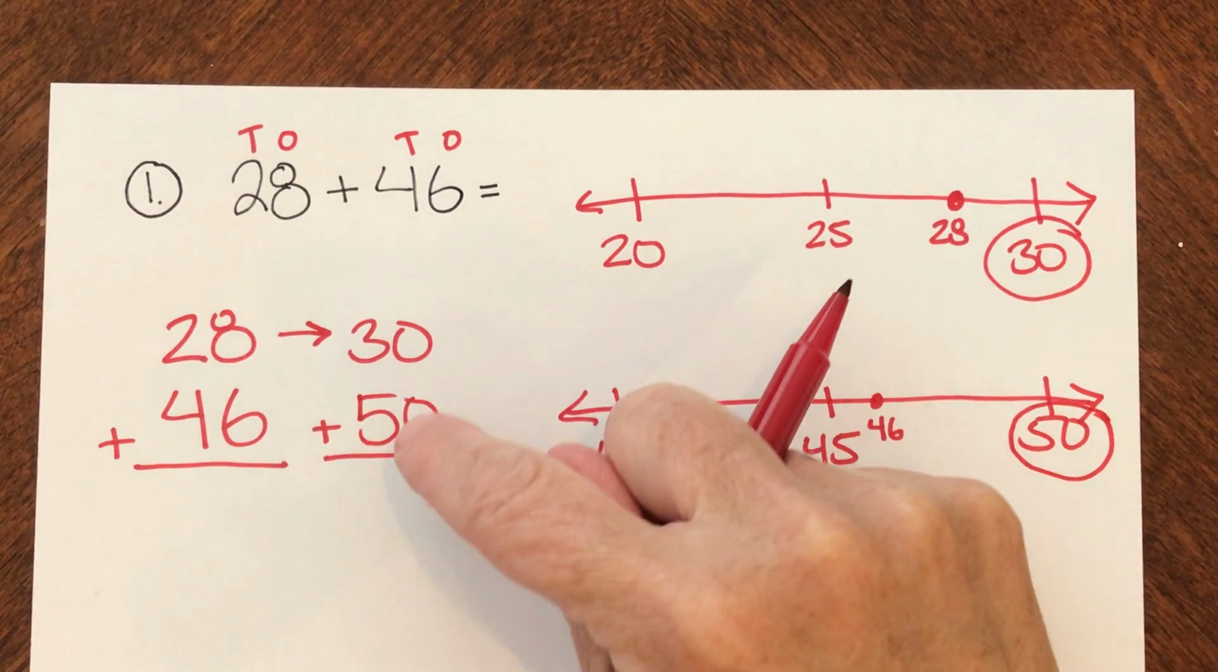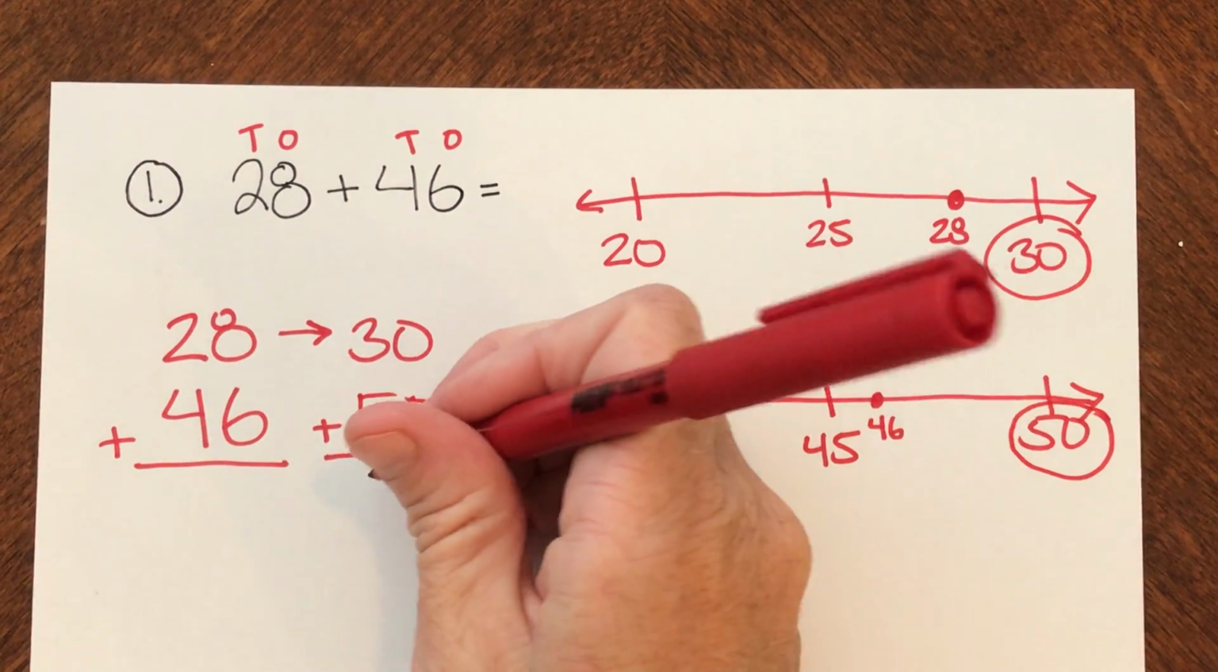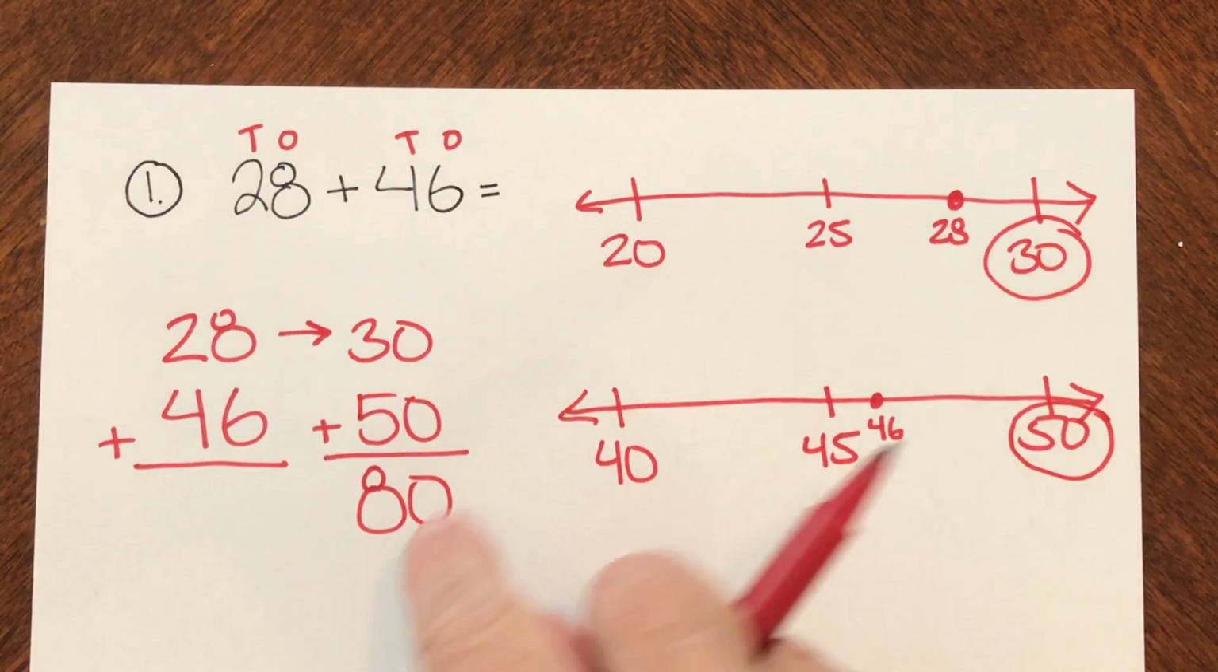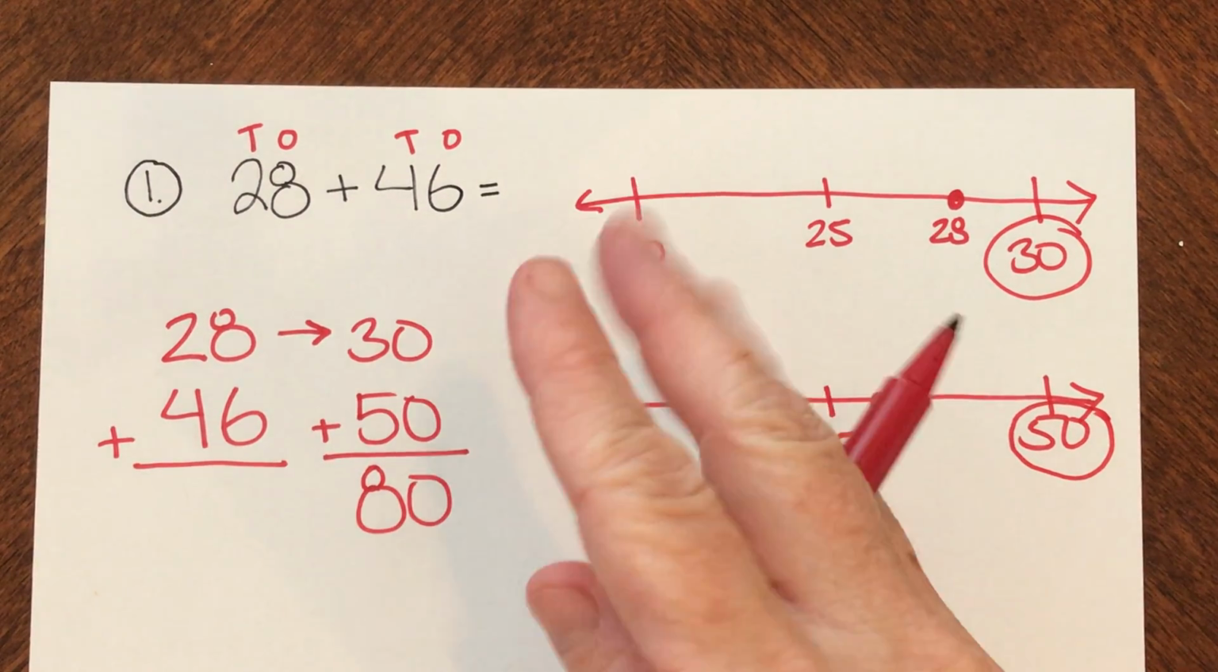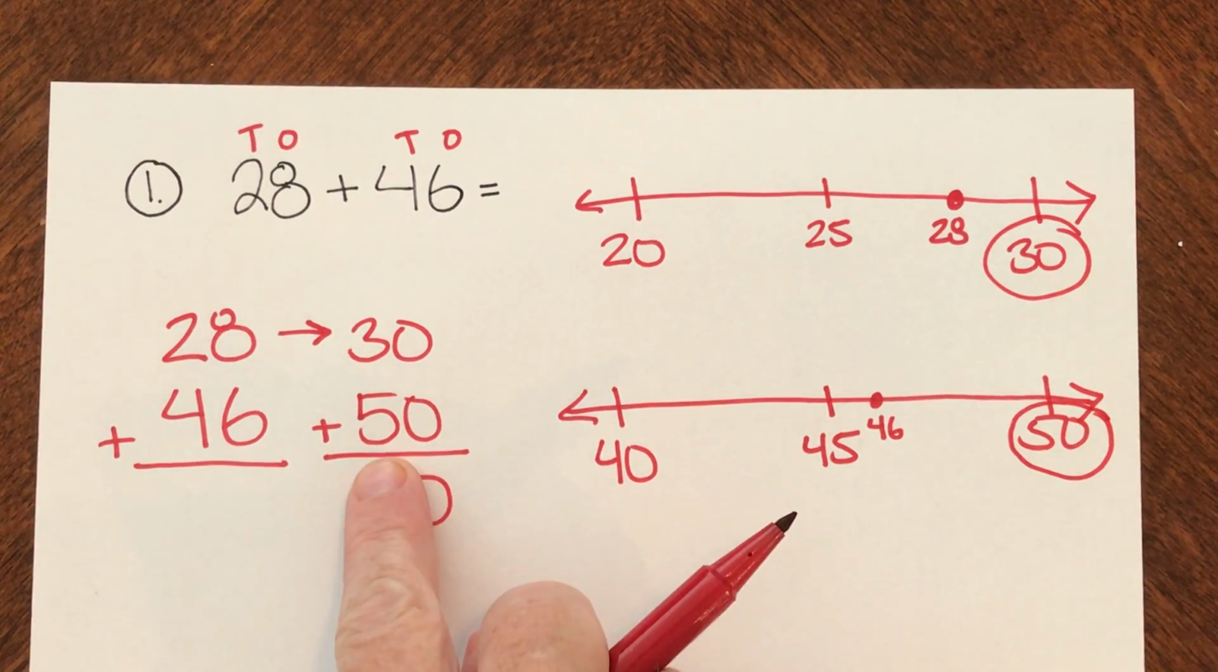So what is 30 plus 50? 30 plus 50 is 80. So my about sum, or my rounded sum, or even my estimated sum would be 80.